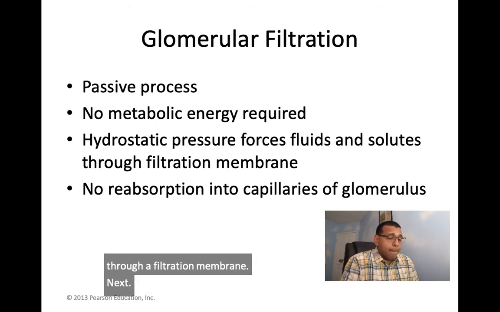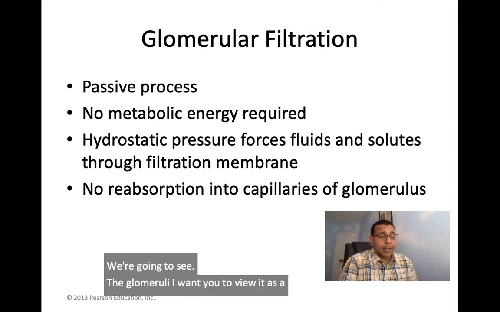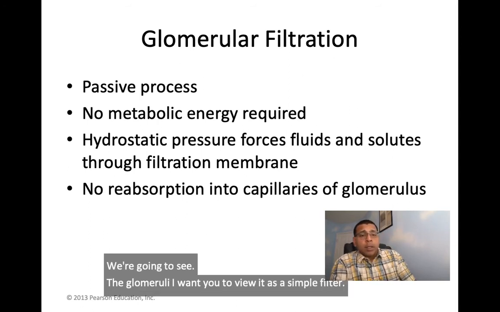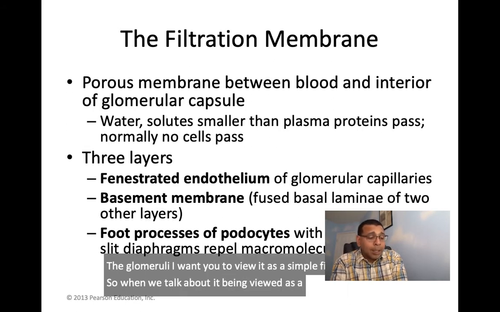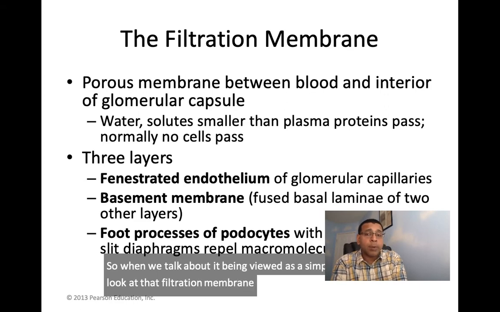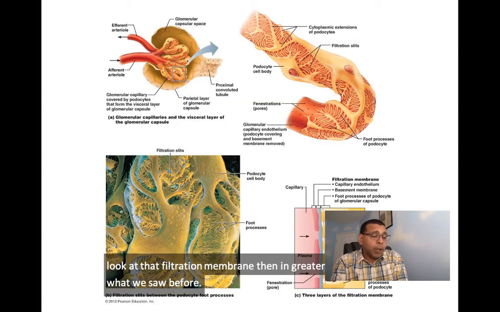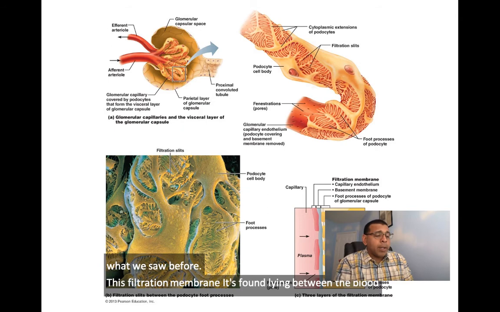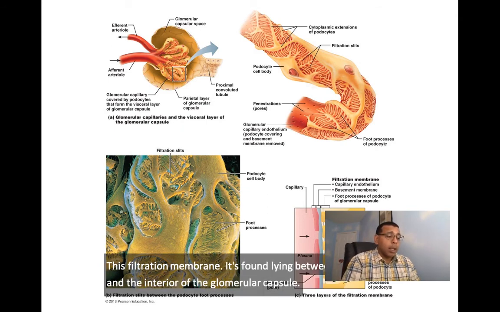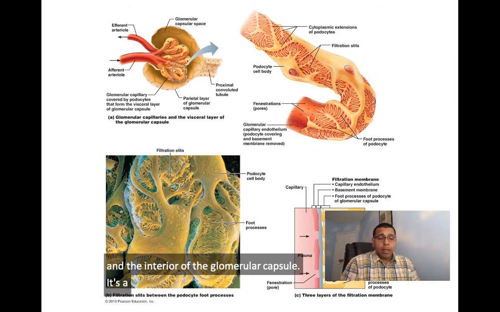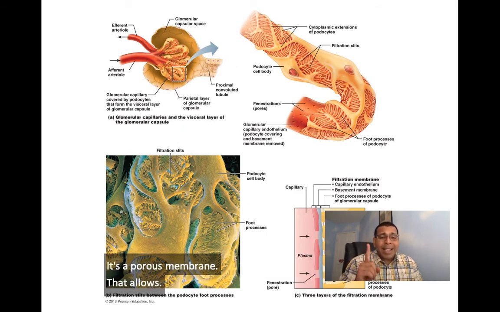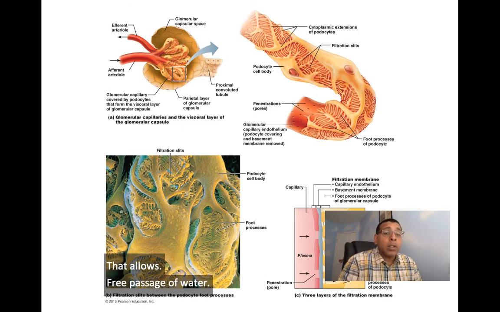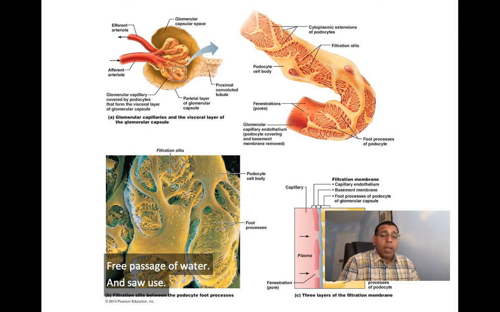Next, we're going to see the glomeruli. I want you to view it as a simple filter. So when we talk about it being viewed as a simple filter, let's look at that filtration membrane in greater detail from what we saw before. Now, this filtration membrane is found lying between the blood and the interior of the glomerular capsule. It's a porous membrane that allows free passage of water and solutes smaller than plasma proteins.